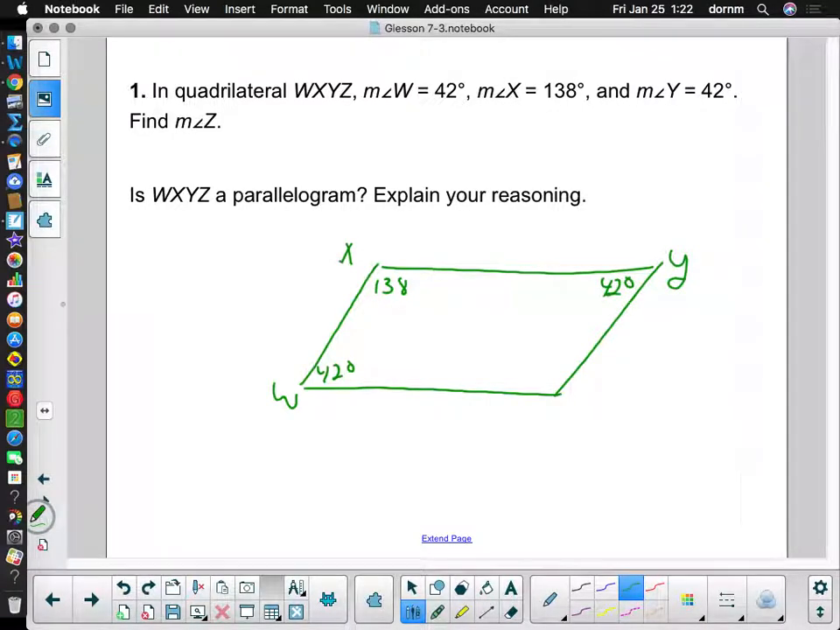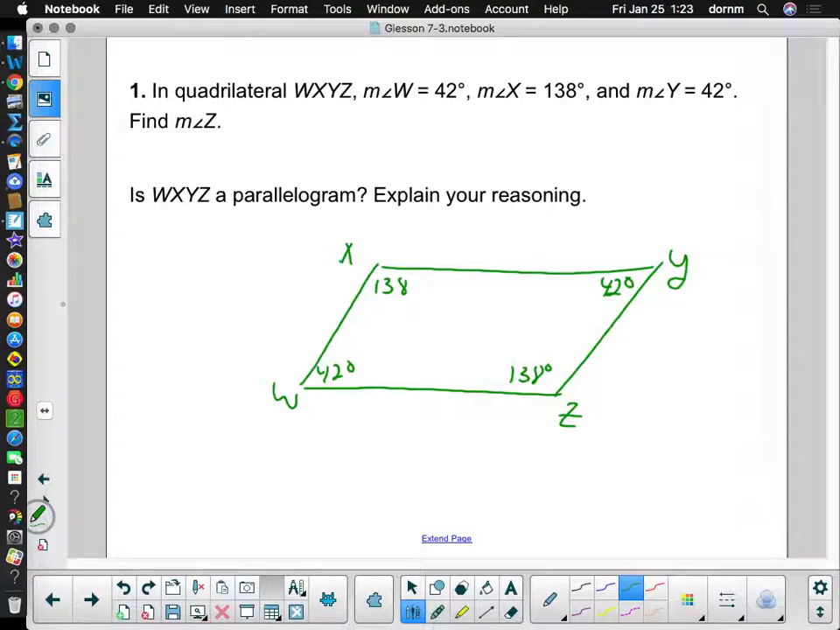Okay? Now, we know the 4 angles have to add up to what? 360. So if I take 360 minus 42 minus 138 minus 42, I'll help you out. We come up with 138. Is this a parallelogram? How do you know? Because what? Opposite angles. Okay. The opposite angles converse theorem. Parallelogram, opposite angles, converse theorem. Both pairs of opposite angles are congruent.